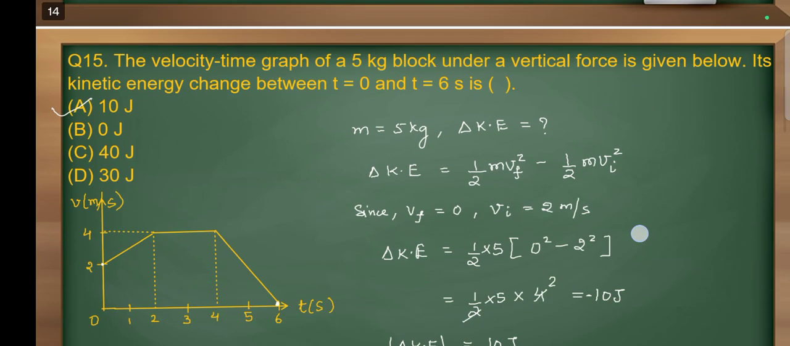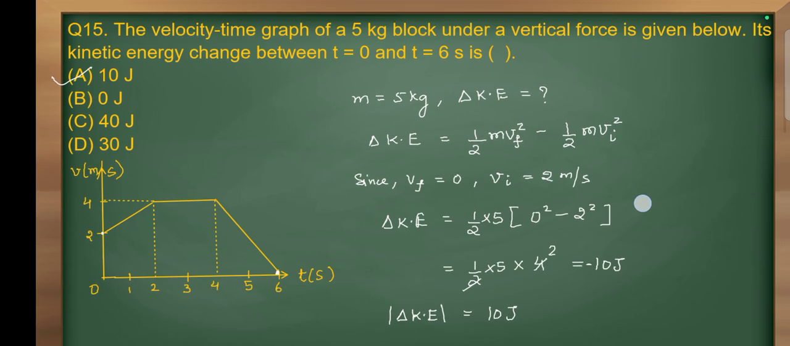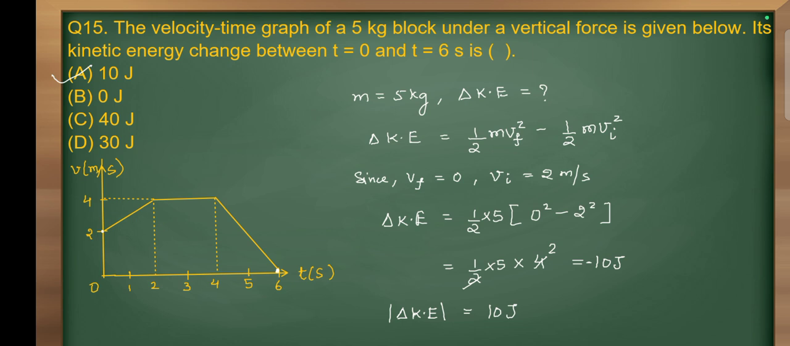Question number 15. The velocity time graph of a 5 kg block under a vertical object is given below. Its kinetic energy changes between t equal to 0 to 6 seconds. Here mass is given as 5 kg and we have to find the change in kinetic energy, which is equal to final kinetic energy minus initial kinetic energy. Here the final velocity of the particle is 0 and the initial velocity is 2 meter per second from the graph.